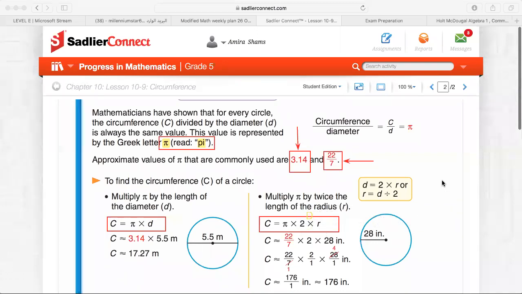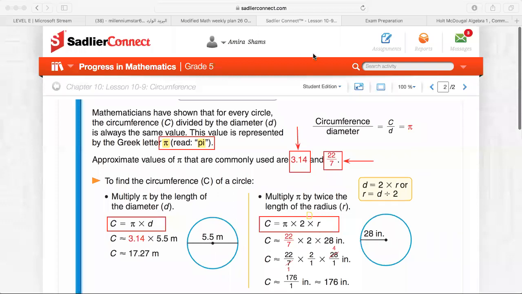So the two rules are exactly the same. Here I have pi and here I have pi. Here I have d and here I have 2r. And as we learned from the last lesson, d is equal to 2r. Okay, girls? So according to the given that I have, if the given is a diameter, I'm going to use this rule, C is equal to pi d. If the given is radius, I'm going to use C is equal to pi multiplied by 2 multiplied by r.